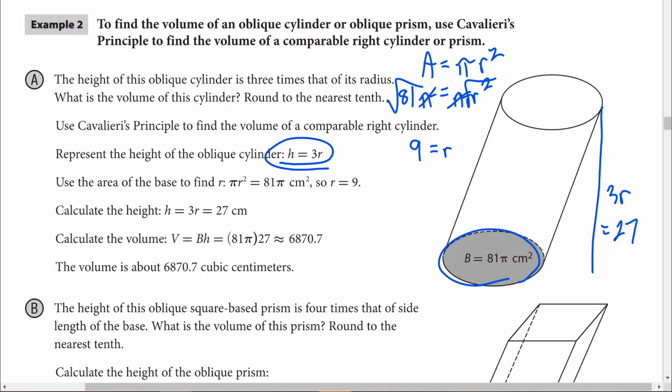So now the volume is the area of the base, which they actually gave to me already, times the height. So I'm looking at 81 pi times 27. And when you plug that into your calculator, you get 6,870.7 cubic centimeters.